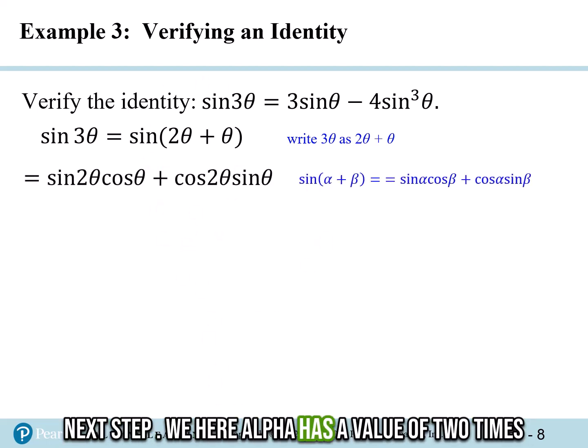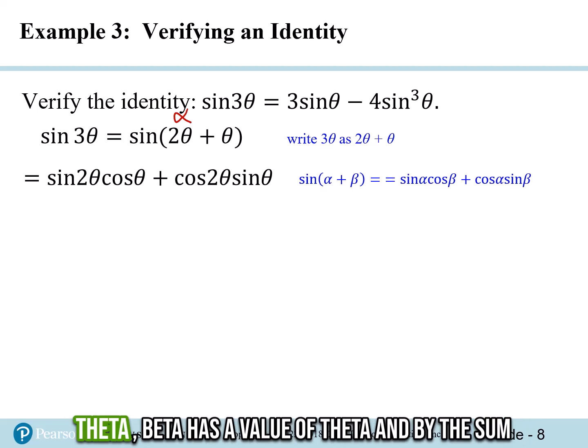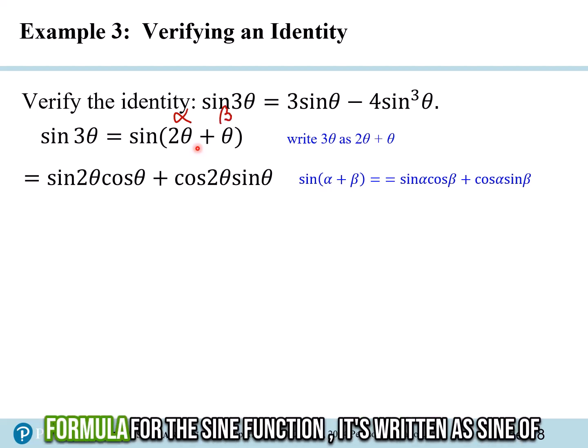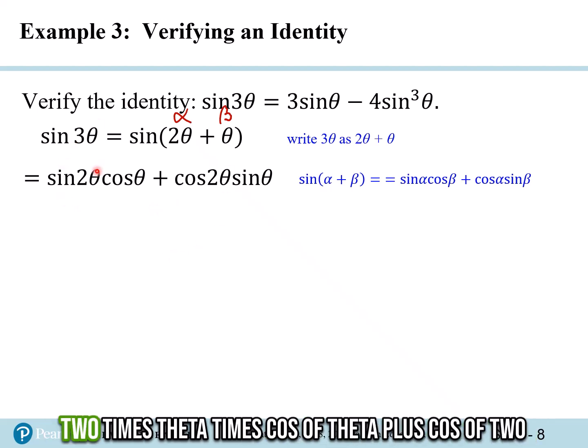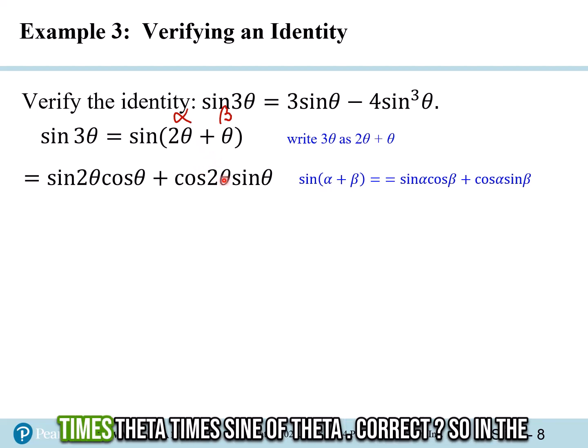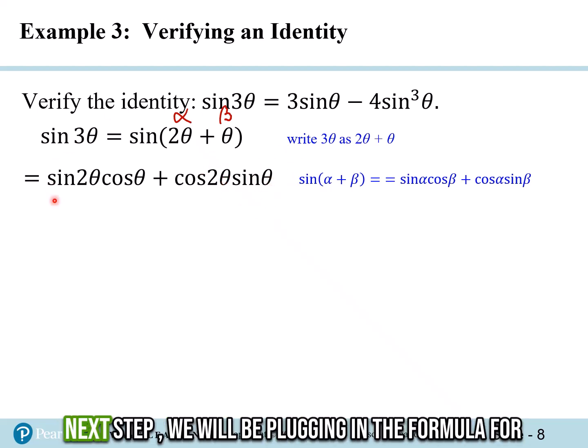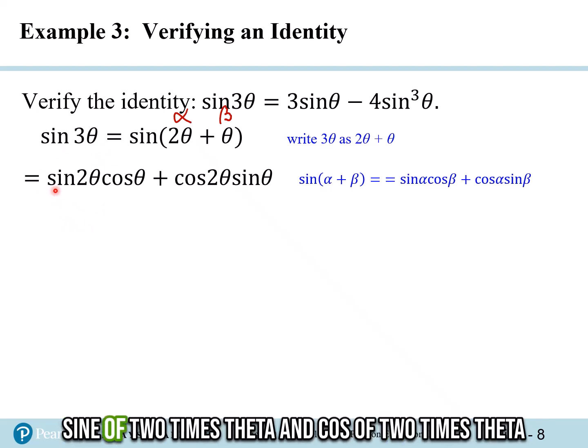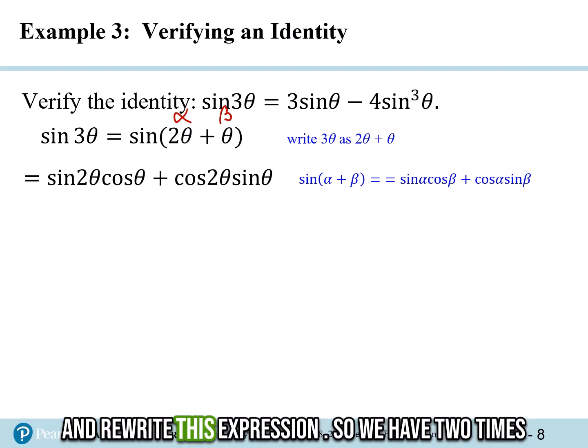Here, alpha has a value of 2 times theta, beta has a value of theta, and by the sum formula for the sine function, it's written as sine of 2 times theta times cos of theta plus cos of 2 times theta times sine of theta. Correct? So in the next step, we will be plugging in the formula for sine of 2 times theta and cos of 2 times theta and rewrite this expression.